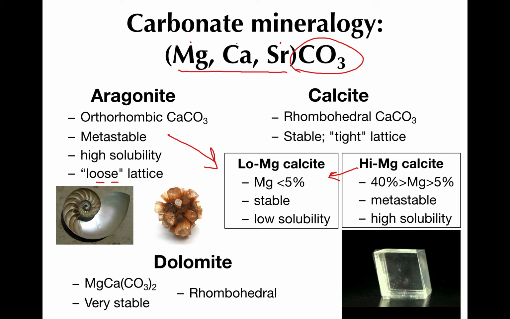Dolomite is an ordered magnesium calcium carbonate with a 1-to-1 ratio of magnesium to calcium. It's the least soluble of all of these and therefore the most stable. Dolomite can form from calcite under certain conditions that we will discuss later.